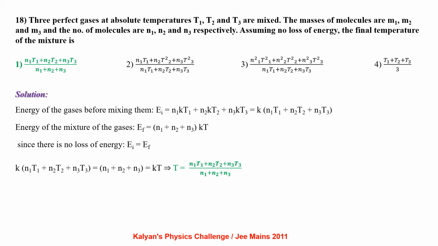The energy of the mixture of the gases is E final equal to N1 plus N2 plus N3 times K T. Here again Boltzmann's constant is K and T is the absolute temperature. Now since we are asked to calculate the common temperature, we can equate both the energies, as the given condition is that there is no loss of energy during the process. From there we obtain capital T equal to N1 T1 plus N2 T2 plus N3 T3 divided by N1 plus N2 plus N3.